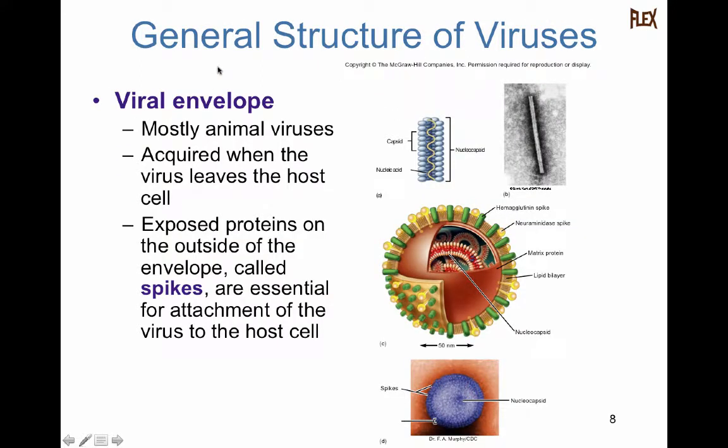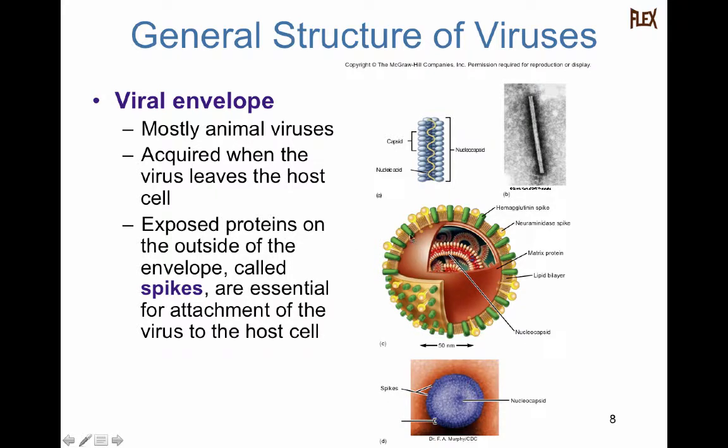Now, if we have an envelope on the outer layer of that capsid, usually this is characteristically found in the majority of animal viruses, and this envelope will be acquired during the viral replication cycle when the newly formed mature virion leaves the host cell. So when it forms a new copy of itself and is ready to exit that cell, it will actually pinch off part of the host cell's membrane or envelope.